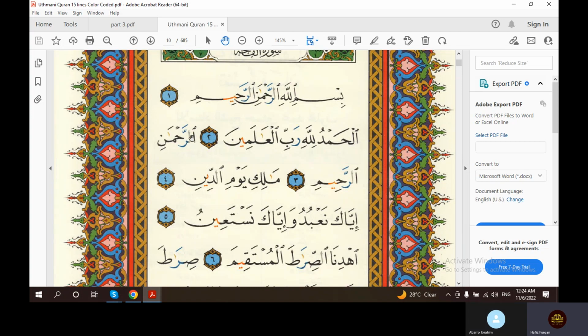So how do I know that I read it or not? I check the letter after Lam at-Tarif. If the letter after Lam at-Tarif has shadda on it, then we skip it.